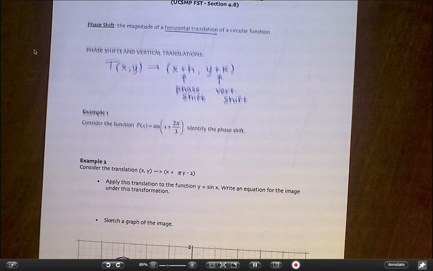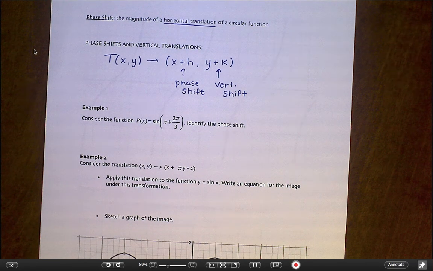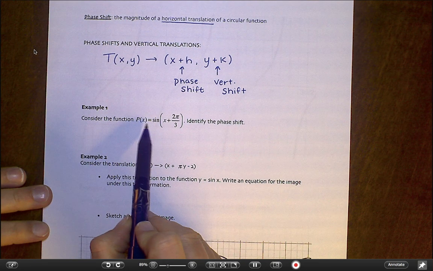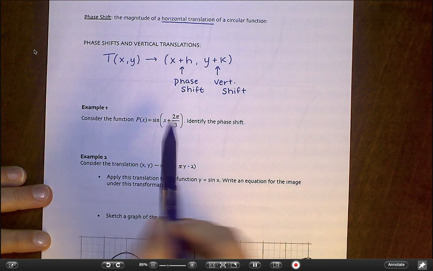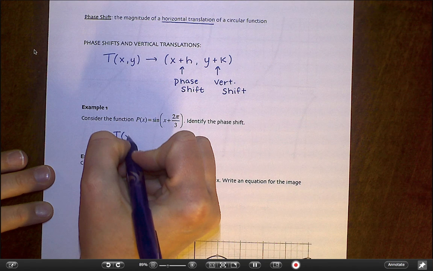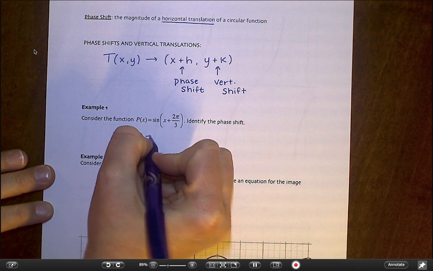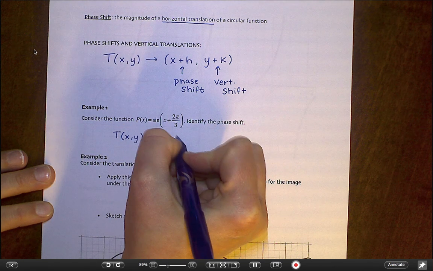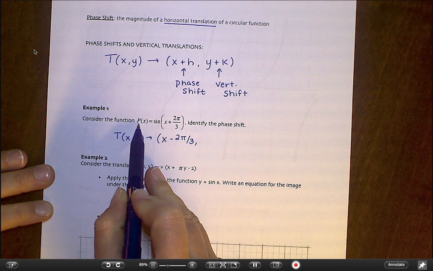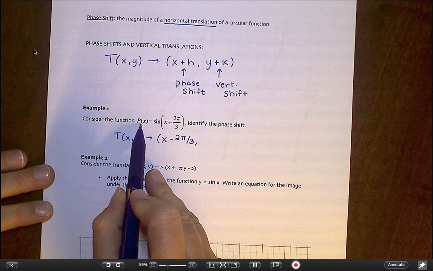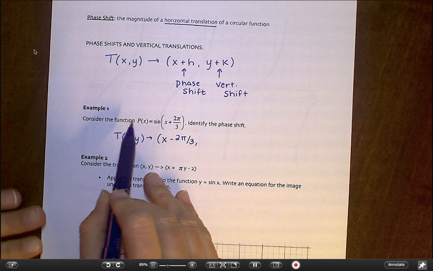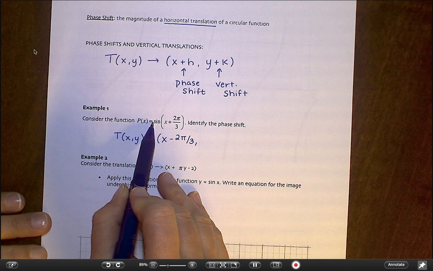So when I look at example 1 here, I've got a sine function, and it just says identify the phase shift. Now what you have to remember is this is the equation. The equation is backwards from the rule. If I was to write my rule for this, it would look something like x minus 2 pi over 3. Now, as far as my y value goes, I don't see anything added or subtracted from it. And keep in mind, we talked with the amplitude about how we usually take the y numbers and move them over to the right.